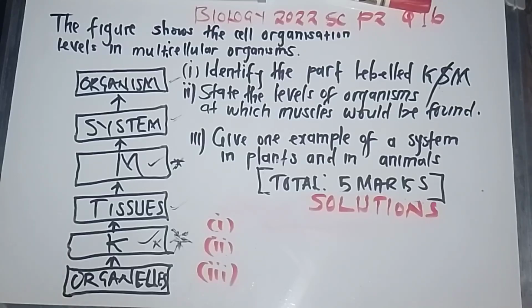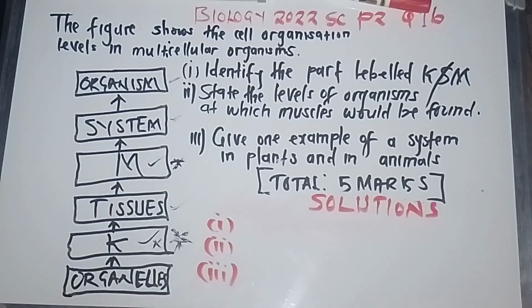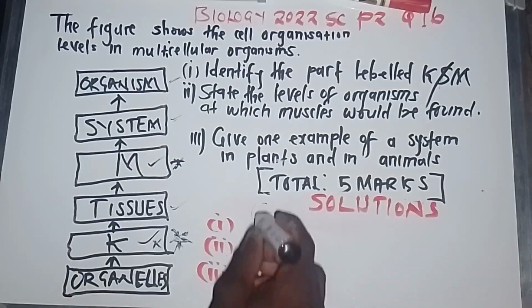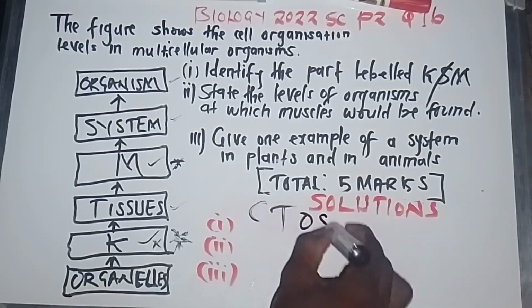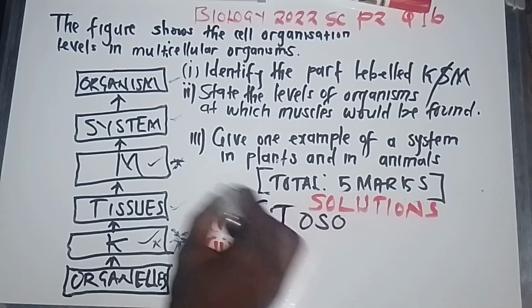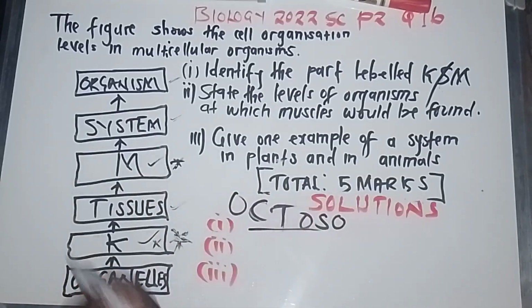So you need to know that, you need to master that. The best key which I can give you, so that you do not forget these cell organization levels, is this term. I don't know how you can master it, but that is what helped me master these levels. You can be using OCTOSO. I think this will help you to master the organization levels.